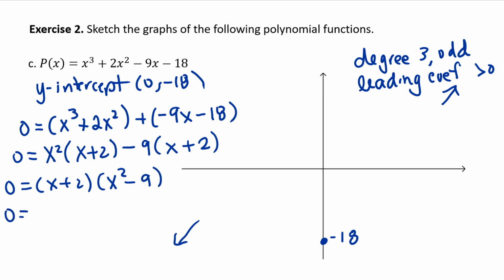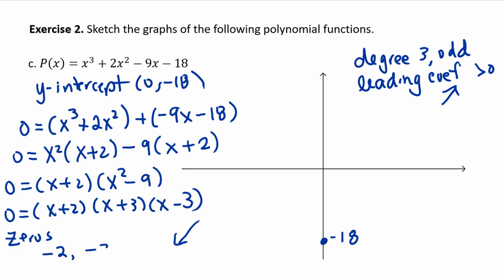X squared minus 9 is a difference of squares, so let's go ahead and write 0 equals x plus 2 times x plus 3 times x minus 3, and so the zeros from these factors are negative 2, negative 3, and positive 3. Let's mark those. I'll mark negative 3, negative 2, and 3.